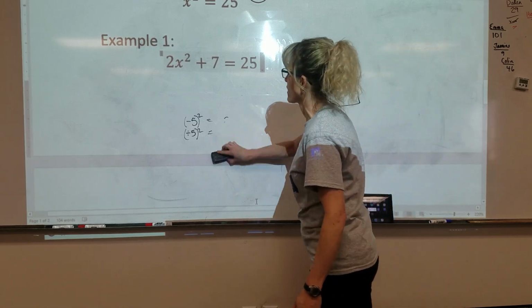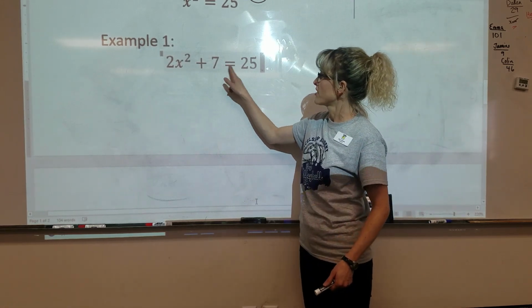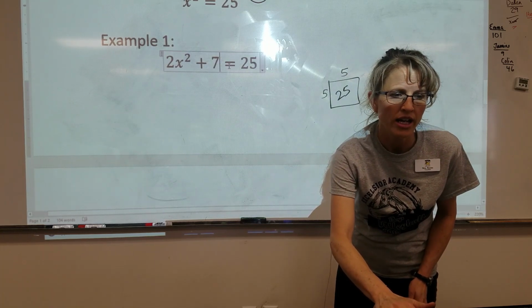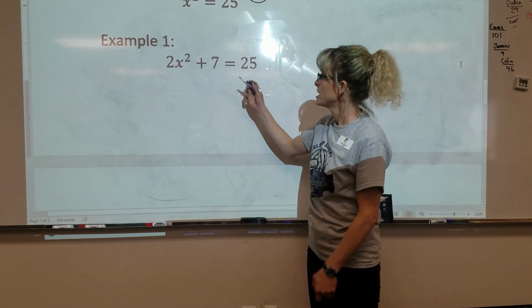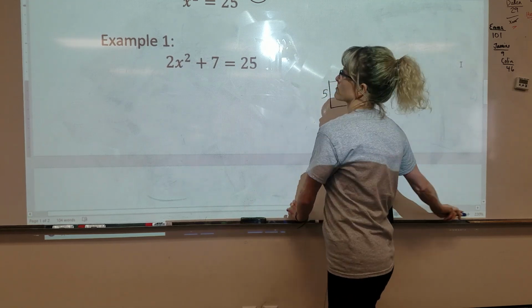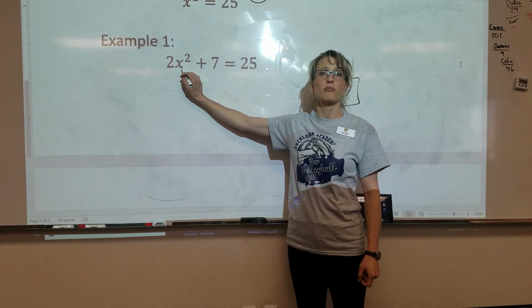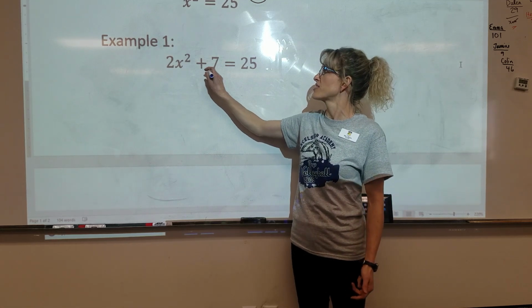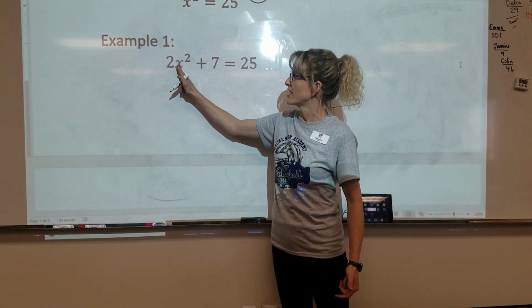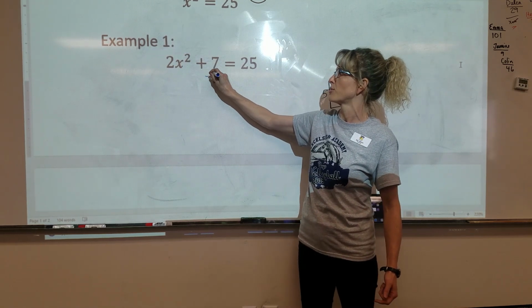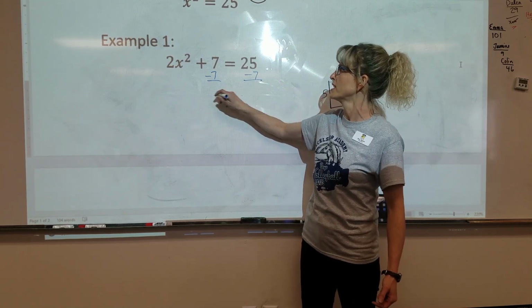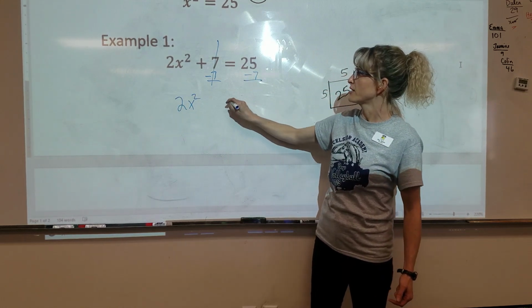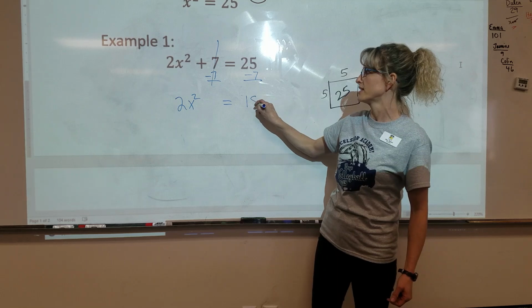Let's look at it right here. 2x squared plus 7 equals 25. Using inverse operations, we need to isolate x, just like we've done before. We need to get rid of the 7. We're going to peel back our onion to get down to the x, but we have to start farthest away, so we get rid of the 7 by subtracting. To keep a balanced equation, we do it to both sides. We get 2x squared equals 25 minus 7, which is 18.